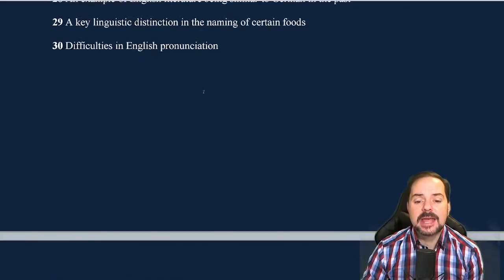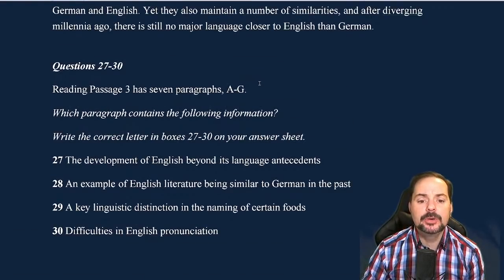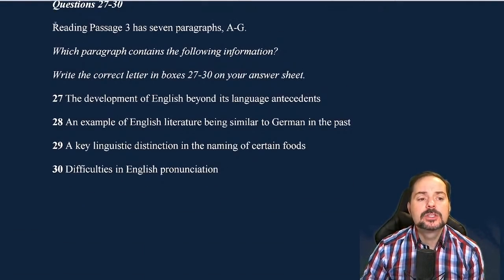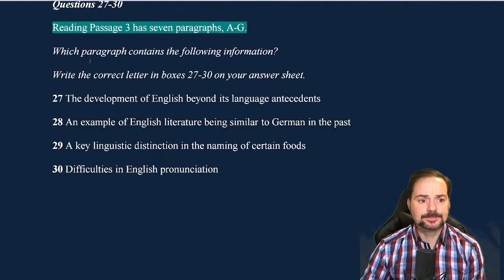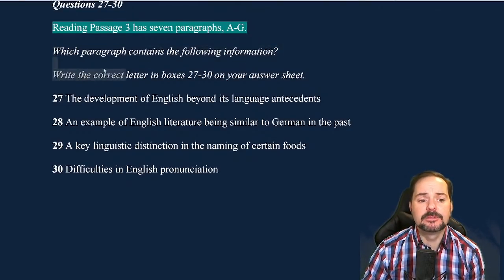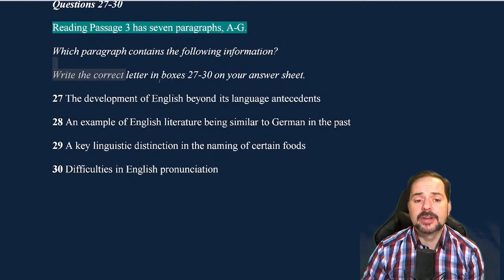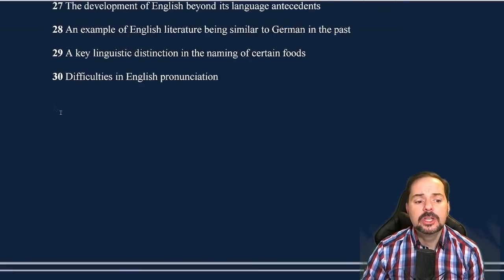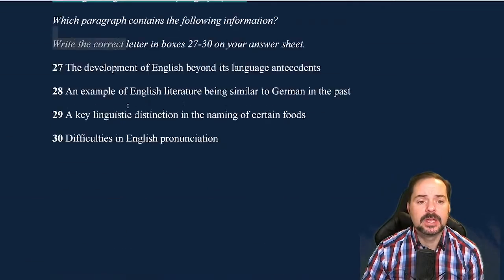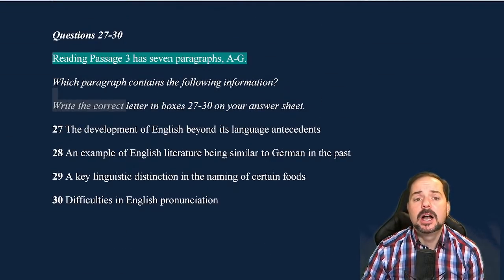So that's our next step. Here we go. Okay. So reading passage 3 has 7 paragraphs, A to G. Which paragraph contains the following information? Write the correct letter in boxes 27 to 30 on your answer sheet. Okay, so here we have 27 to 30. Okay, matching some paragraphs. Let's do this.